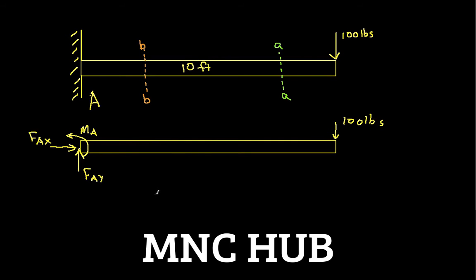And then you can see if we sum the forces in the x direction, we have FAX. There are no other forces in the x direction, so the sum of the forces in the x direction is 0, which says that FAX is equal to 0. If we sum the forces in the y direction, we have FAY minus 100 pounds, and that's equal to 0, which tells us then that FAY is 100 pounds.